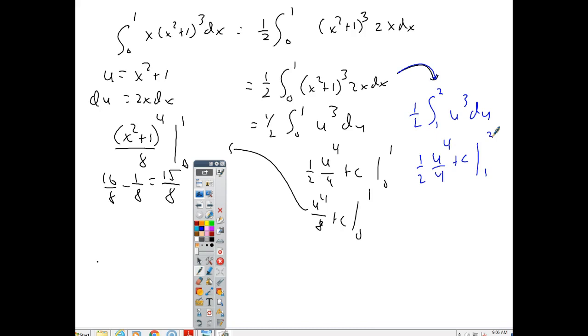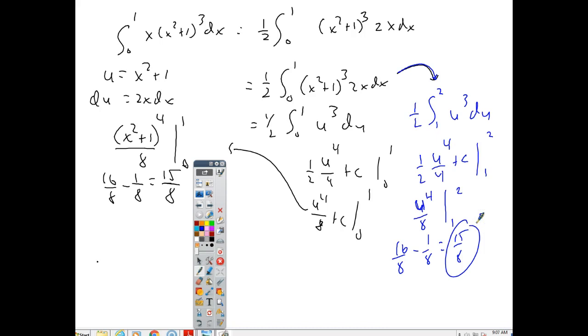Now, do we go back to x? We have to, right? Because that's what we started with. But everything is in terms of u, and I just want a number when I'm done. So guess what I don't have to do anymore? I don't have to go back to x at all. Plug in the 2, plug in the 1. So this is u to the 4th over 8 from 1 to 2. Plug in a 2, I get 2, 4, 8, 16 eighths minus 1/8. I get 15 eighths. And I'm already done.